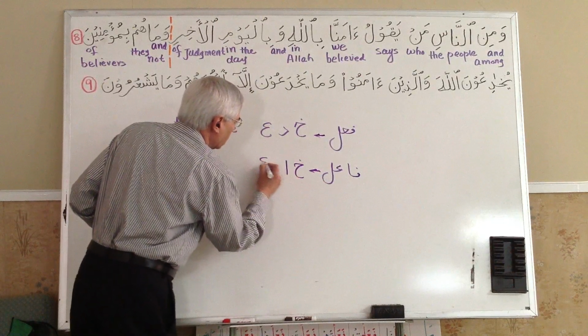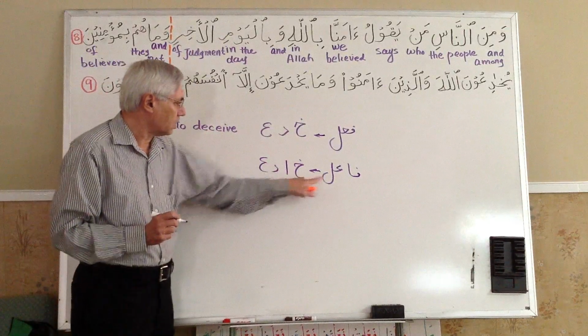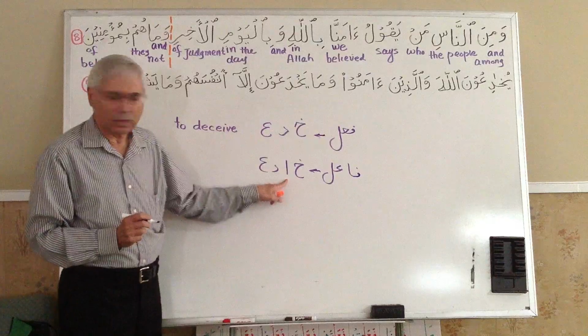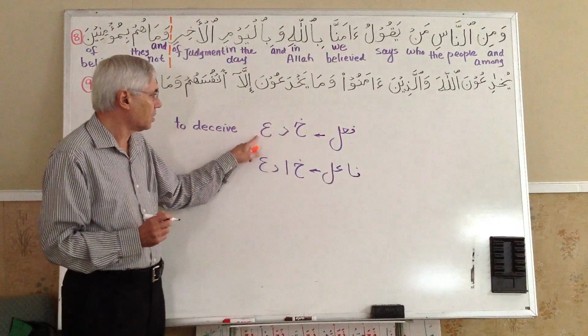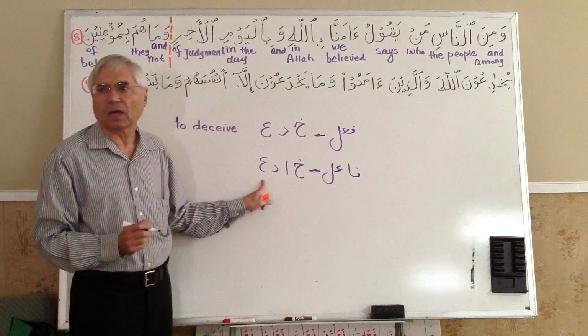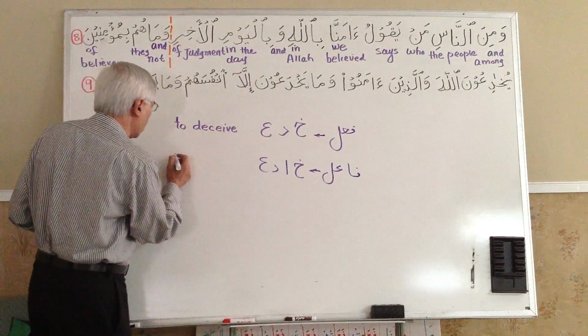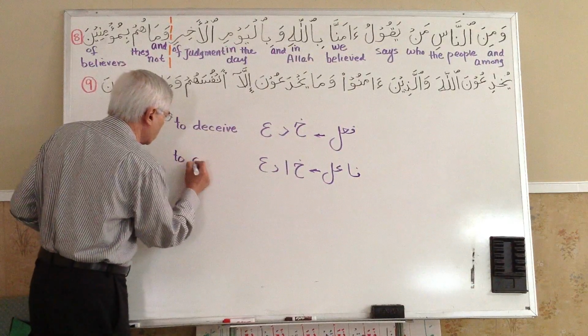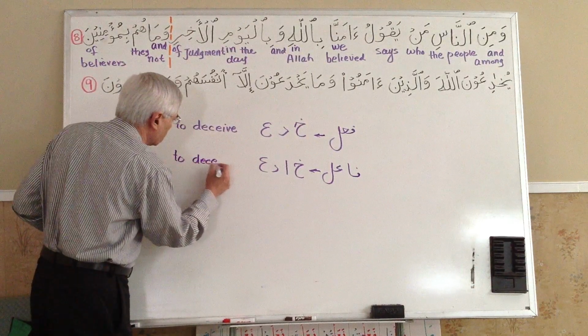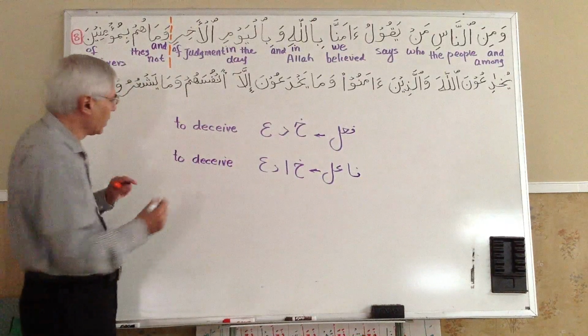So if we make this word, so this is three letters, this will become khada, right? Because this has an extra alif here. So this three letters, khada'a, with an extra alif, it is khada'a. What's the difference in the meaning? This also means to deceive, but there is a difference between these two.